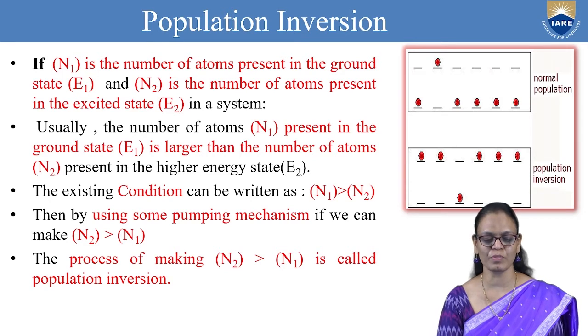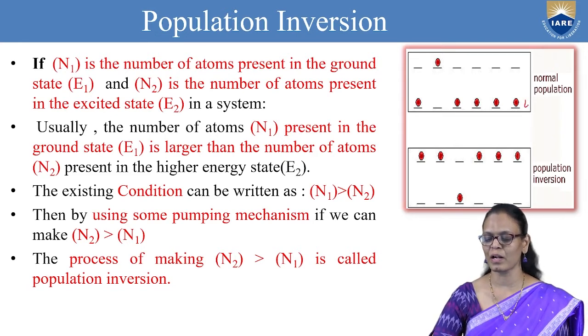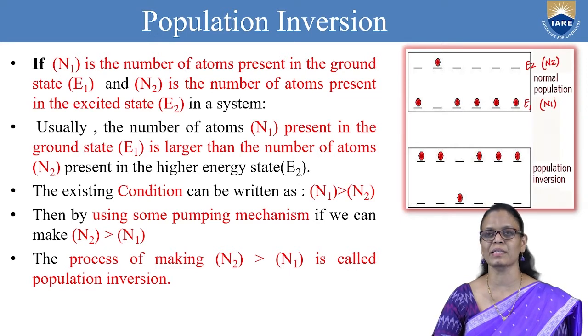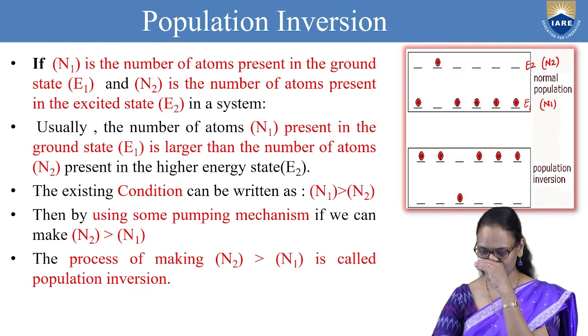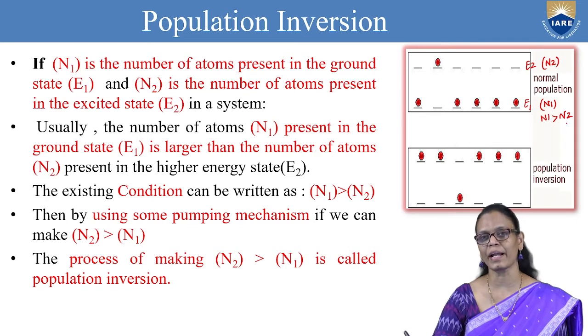Now coming to population inversion. If we talk about the ground state with energy E1 and the excited state E2, N1 is the number of atoms in the ground state and N2 is the number of atoms in the excited state. Now, if you see the condition here, N1 is greater than N2. Usually, the number of atoms present in the ground state is higher than that in the excited state, and we write the condition as N1 greater than N2.